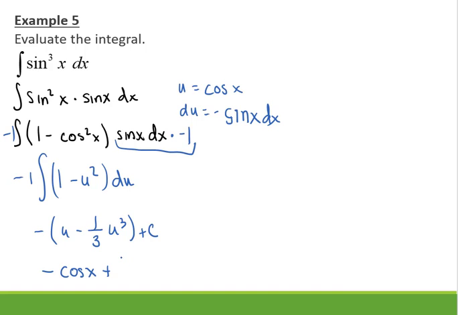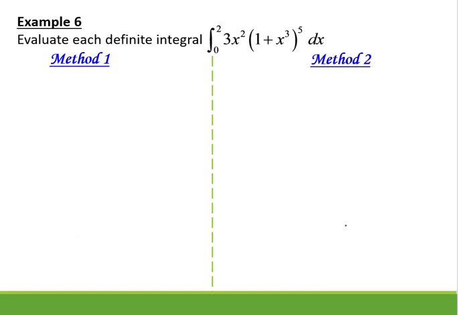All of these were indefinite integrals, ones where I didn't have integral limits. I wasn't finding the area under the curve. This one, I now have integral limits. And there's really two methods. And yes, you need to know both of them. I don't care which way you use, but you need to be familiar with both of them.